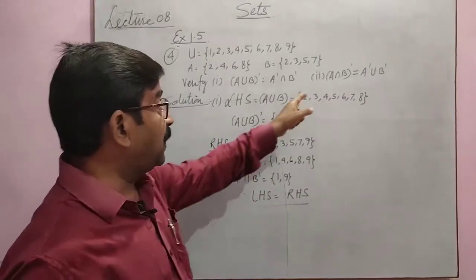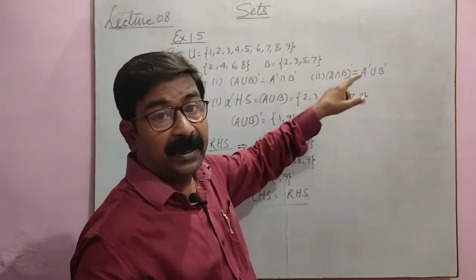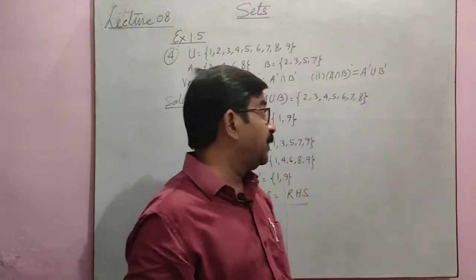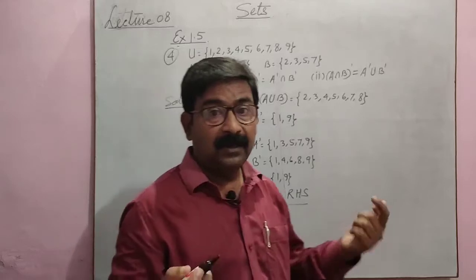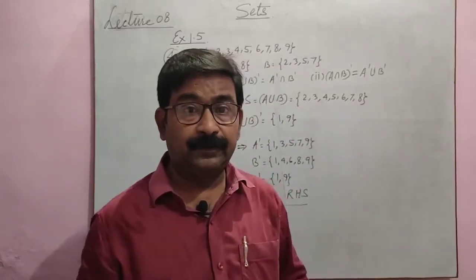Okay. So the second part similarly you have to solve. You will find A intersection B and after that its complement. After that in the right side, complement of A and complement of B, and finally its union. If left hand side equals right hand side, you will verify the solution. So you will try the second part yourself.